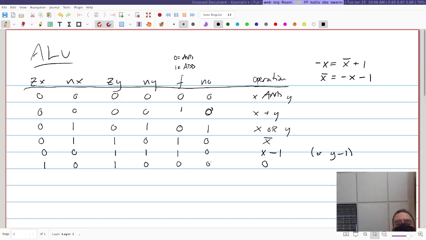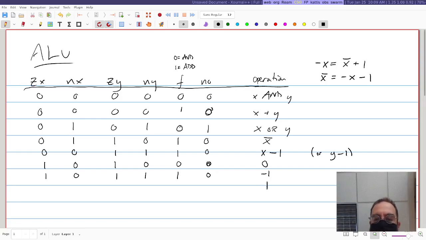Okay. How would we get negative 1 out? Zero x, zero y, negate y, and then add them. Okay, so you're saying zero x, so x is now 0, and then zero and negate y, so it's now negative 1, all ones. And then add. Yeah, that works.